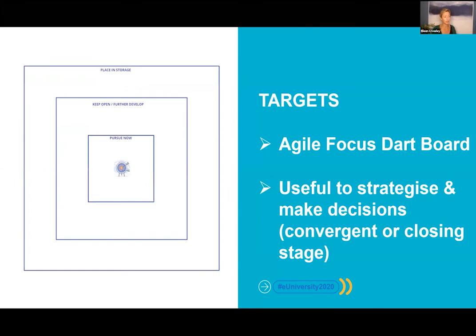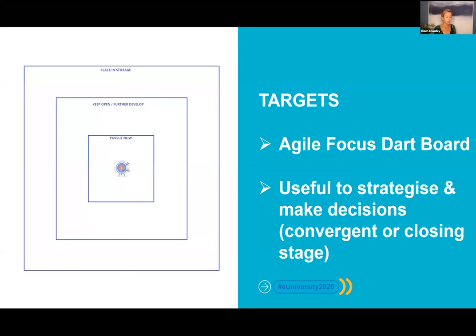As you can see, you have 3 categories here: pursue now, keep open for further development. Maybe you don't know enough about this idea. Maybe you need to tease it out a little bit more. Or place in storage. So these are ideas that may not belong in your integrated action plan right now, but they may belong somewhere else in another platform.